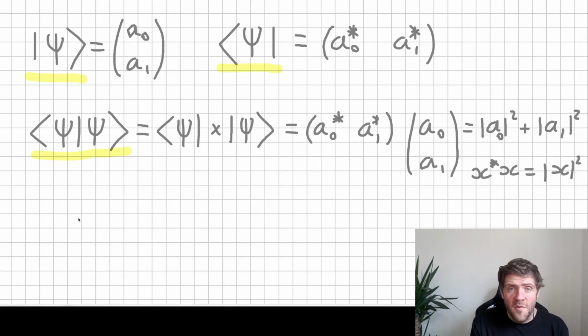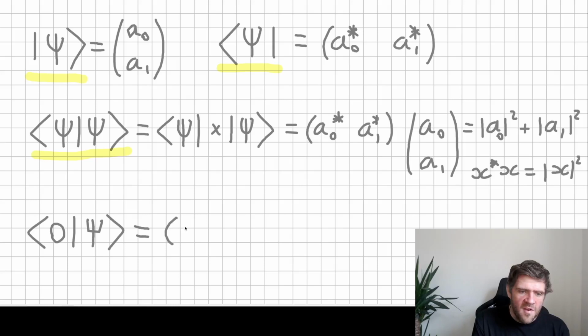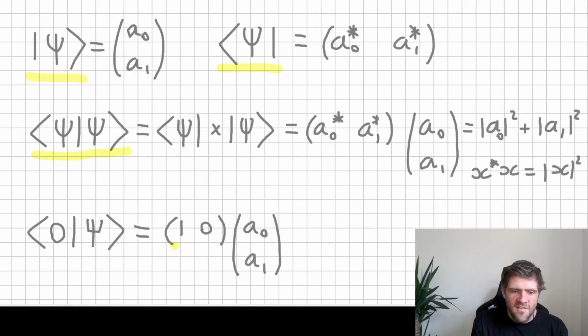Now let's do something which is not multiplying a bra of a particular state by the ket of the same state. Let's say we want to do the inner product of 0 with psi. Then this is multiplying this basis vector 1, 0 by our vector A0, A1. Of course, I can point out this is actually the complex conjugate of the number 1, but that's just 1, so who cares? Now, if we do this, we get 1 times A0, plus 0 times A1, which gives us in the end the answer A0.